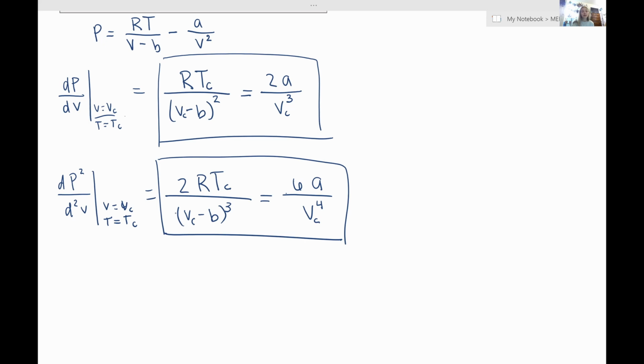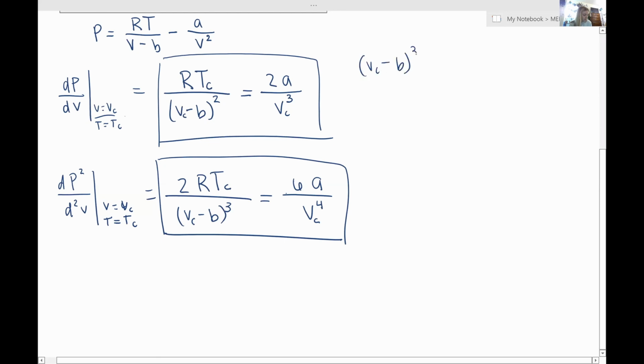So now we're going to go ahead and divide our first equation by our second equation. To do that, we're basically just multiplying by the inverse of our second equation. So what that's going to look like, we're going to take the inverse of our second equation, which is going to be VC minus B cubed over 2RTC, and we're going to be multiplying that by our first derivative here.